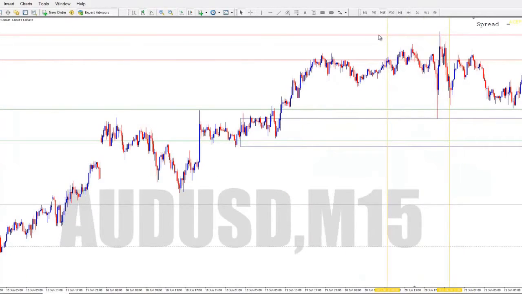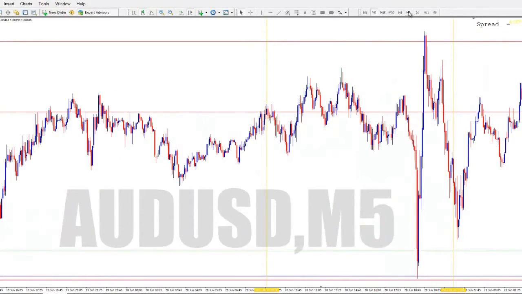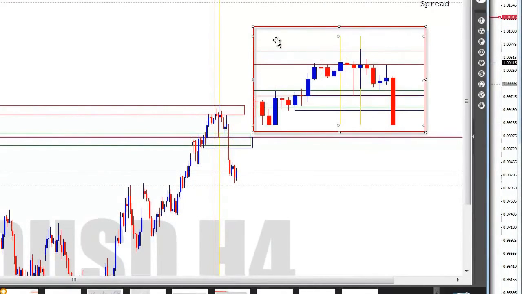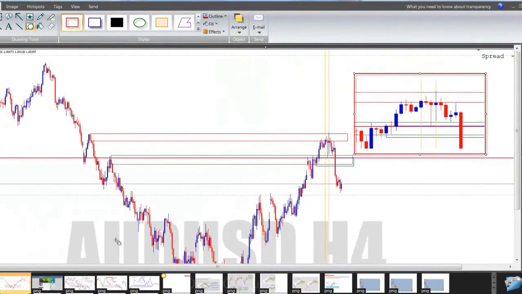So there's our H4 supply there. There is the supply which was broken from the past. And here is our demand here. So, for charting it, and for actually doing the homework, we'll have our 4-hour chart first of all. We will save that. And that is the 4-hour chart, ready to put into the file.